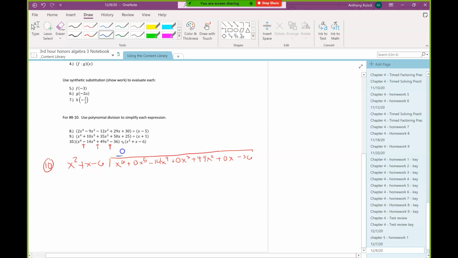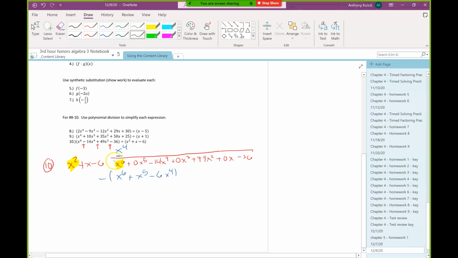Then I'll start by asking myself, okay, what times x squared gives me x to the sixth? And that's going to be x to the fourth, because x to the fourth times x squared gives me x to the sixth. And if I distribute this across the entire divisor, I get this. And then we need to subtract down.